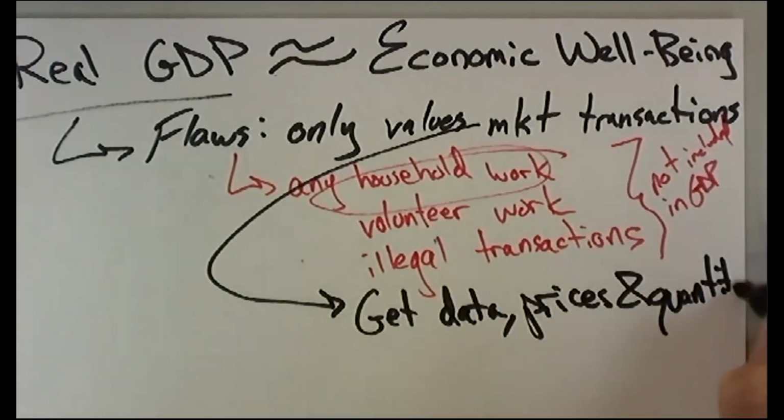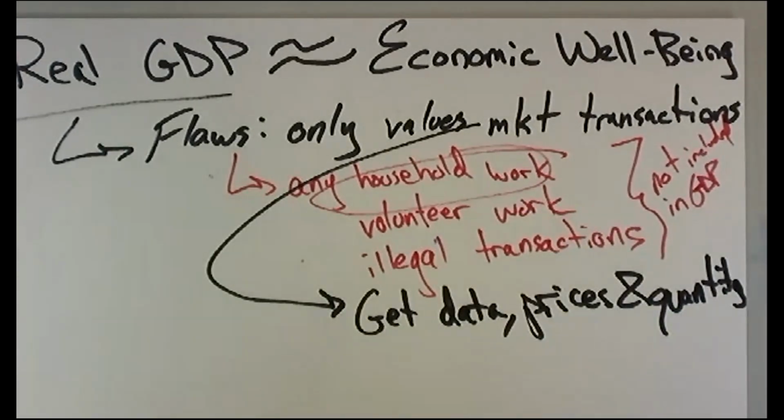Walmart can tell me how many avocados they sold in the last month and how much they charge for each avocado, right? A housewife or a house husband might be able to tell me how many meals they made or how much time they spent cleaning or whatever, right? But to value that is a very different matter. To give that a market value is tricky. So essentially, it's only looking at market transactions, right?